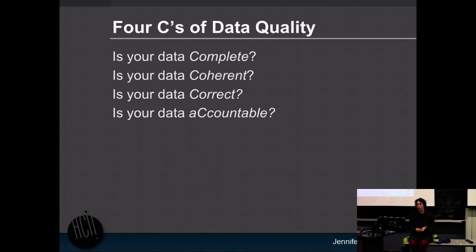Another really important question is whether it's coherent. Does it make sense with respect to itself? Are you seeing strange things in the data, where it seems as though everything has a 0 value at a certain time of day, which doesn't make sense? Those kinds of issues. A third question you need to ask is, is it correct?